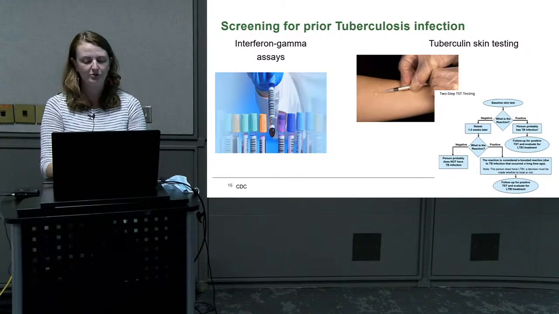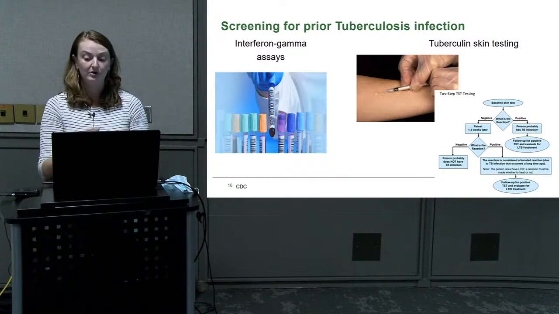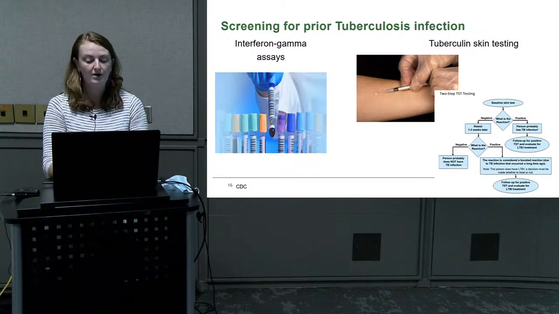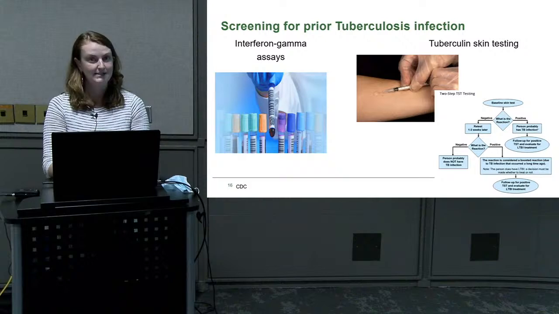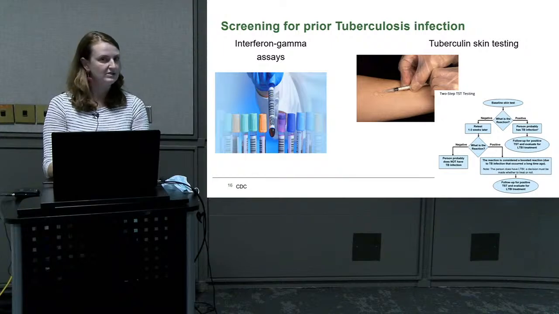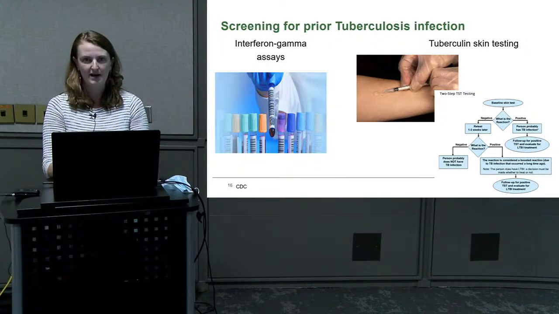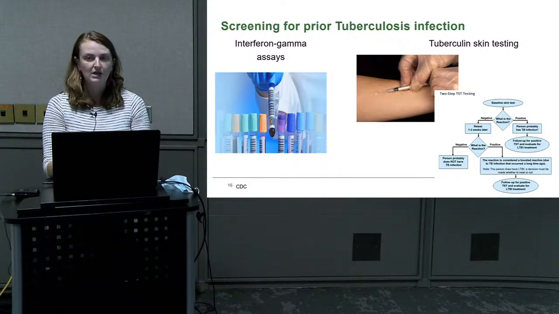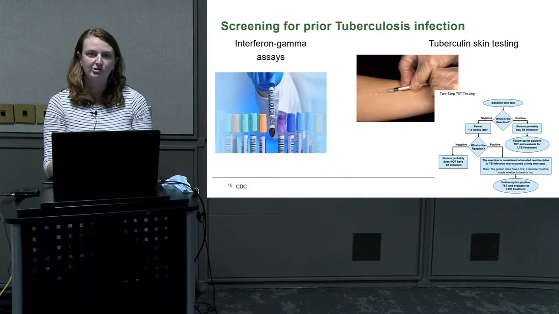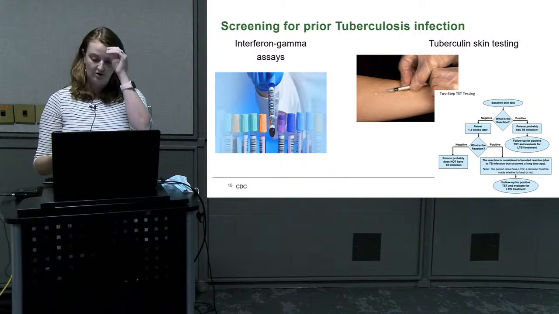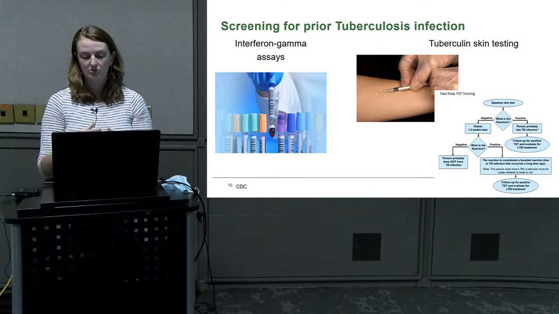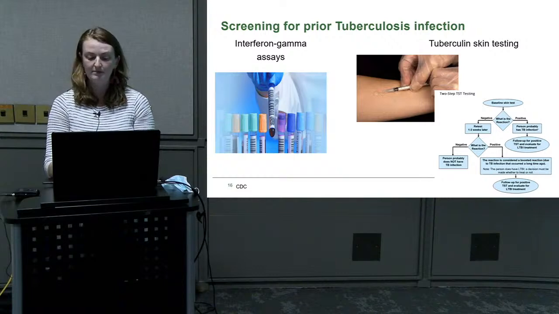And so on an individual basis, pre-employment screening includes screening for prior TB infection and symptoms that may be consistent with active TB. But other than patient history, there are two ways that this screening is done. One is with a blood test called an interferon gamma assay, or an IGRA, and the other is with a skin test, your tuberculin skin testing, or TST. So the way that the IGRA works is by measuring white blood cell release of interferon when you mix that with tuberculosis antigens in the lab.